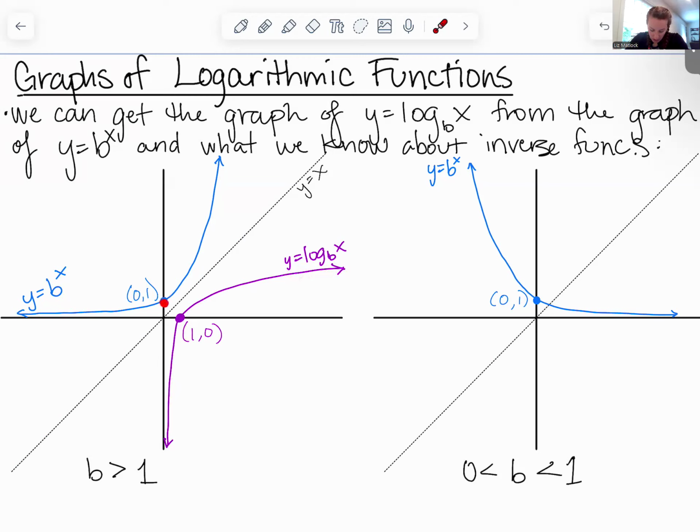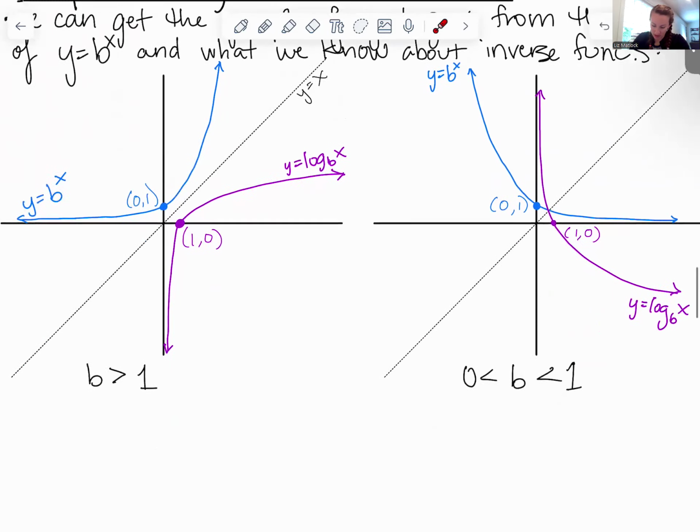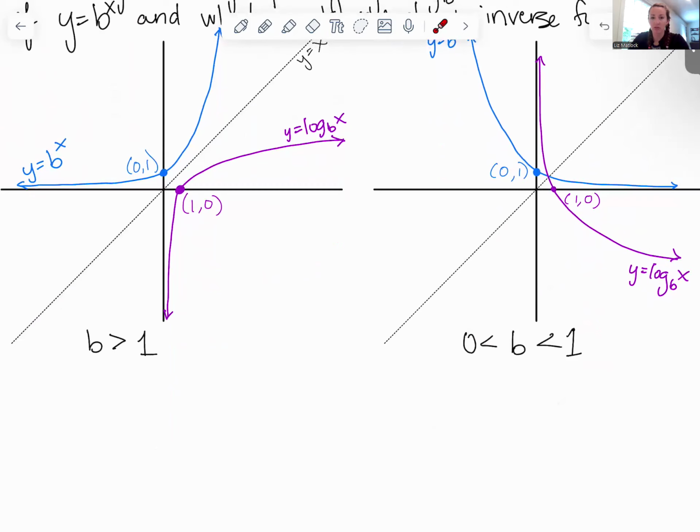And then this point here, 0, 1, gets mirrored directly across this line, and it, of course, switches the x and the y coordinates. And then similarly, if b is between 0 and 1, we're going to have this graph. This is y equals log base b of x. And again, you don't really have to include this second case because you can use what we know here and translations to get the graph of log base b of x when b is between 0 and 1 if you wanted to. But this sort of completes the set, I think. It makes it a little easier if we just have them both in our toolkit.